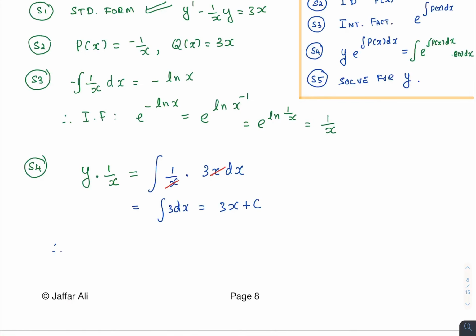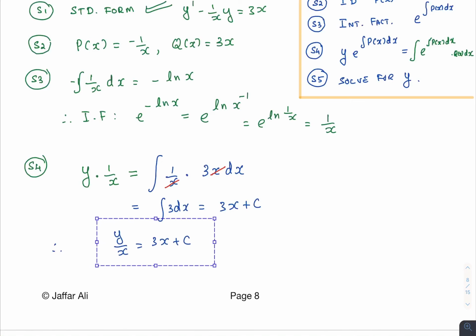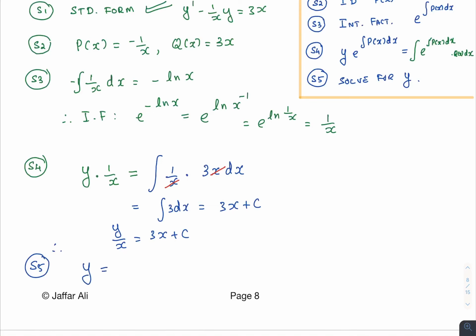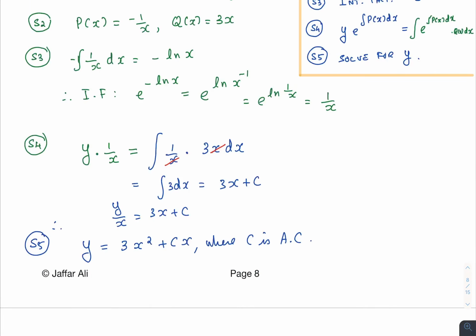So what I have here is y over x equals 3x plus c. And as I said earlier, the next step is to solve for y. This is very simple. If I solve this for y, I'm going to have y equal to 3x squared plus cx, where c is an arbitrary constant. And if I give you some sort of an initial value, then you should be able to figure out that c. What do I mean by that?